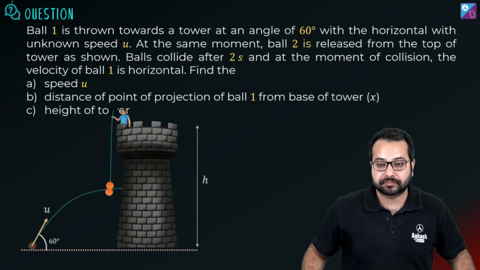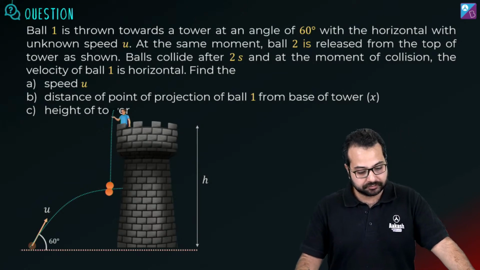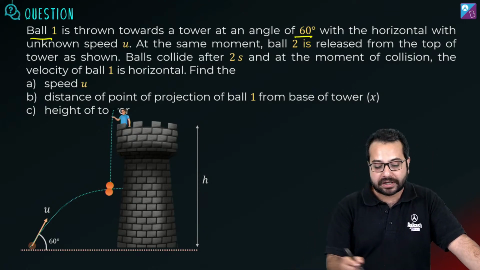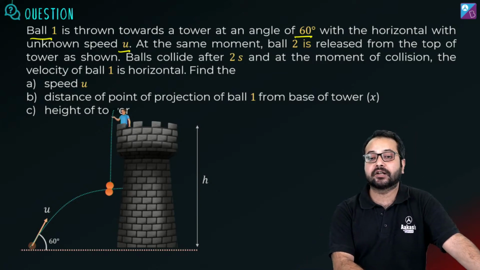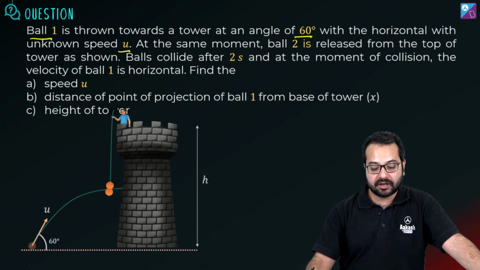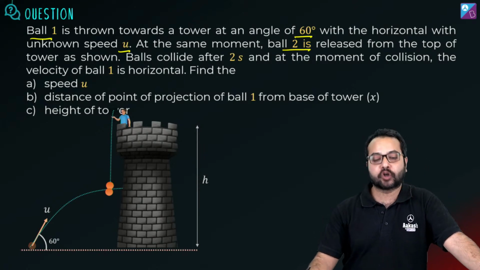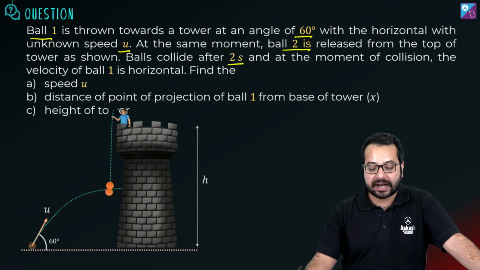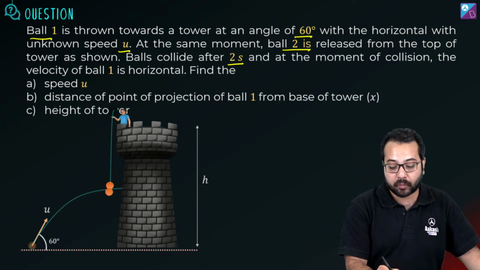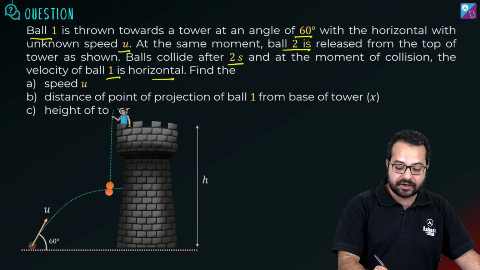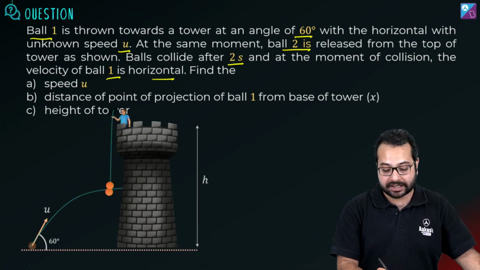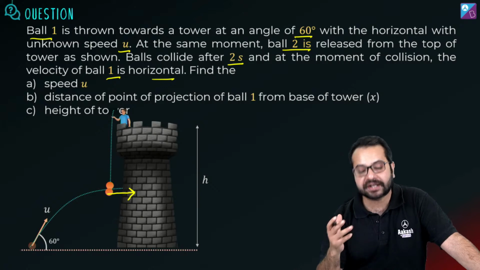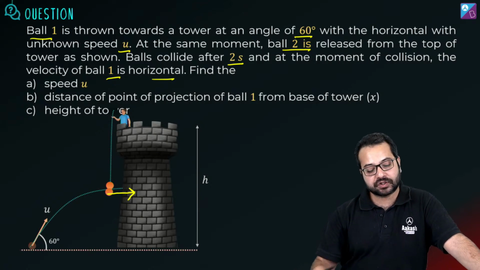Alright, so let's move on. So let's look at this question. Now ball 1 is thrown towards a tower at an angle of 60 degree with the horizontal with unknown speed u. At the same moment, ball 2 is released from the top of the tower as shown. Now balls collide after 2 seconds, and at the moment of collision, the velocity of ball 1 is horizontal. So it is known that the first ball will have a velocity which is horizontal at the time of collision.